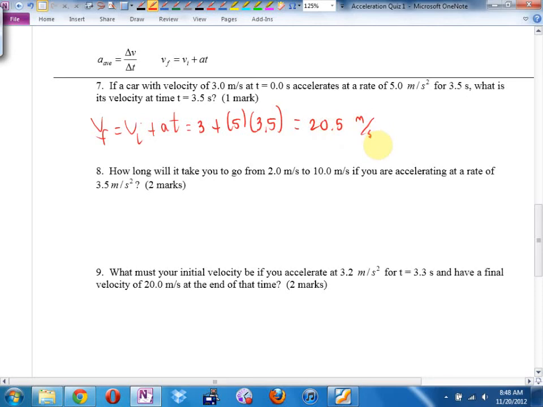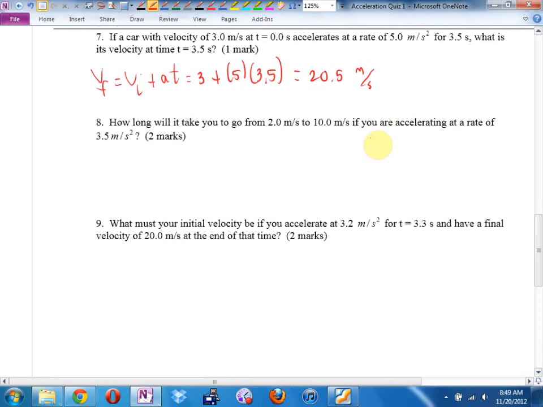Pardon me? If you said 21, I would take that because technically I should go to 2 sig figs. Sure. How long will it take you to go from 2 meters to 10 meters per second if you're accelerating? Oh, they want t. I'm pretty sure t equals v final minus v initial over a. This one was worth 2 marks. If you wrote that, that would get you 1 mark. Then v final 10 minus v initial 2 all over a.